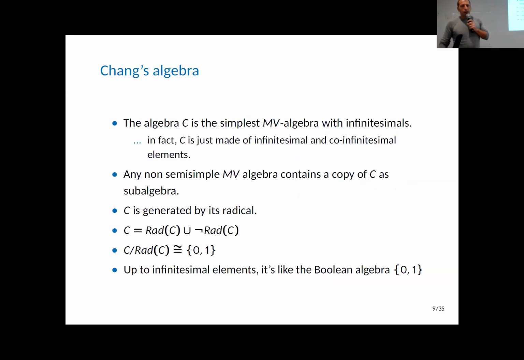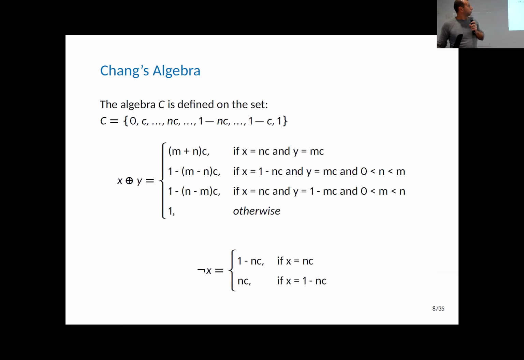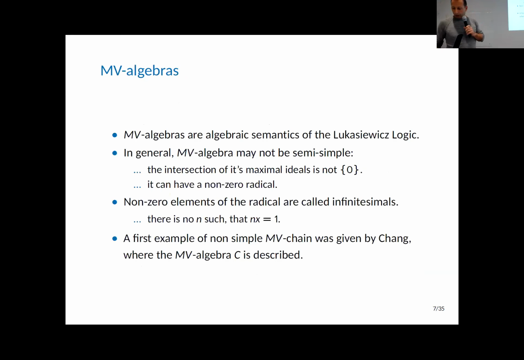So why do we use this algebra instead of L? Because it has some special properties that set it apart. The main fact is that the algebra C is the simplest MV algebra that contains infinitesimals. In fact, all of its elements are infinitesimals or co-infinitesimals: the first part, after 0, consists of infinitesimals, and the second part of co-infinitesimals.